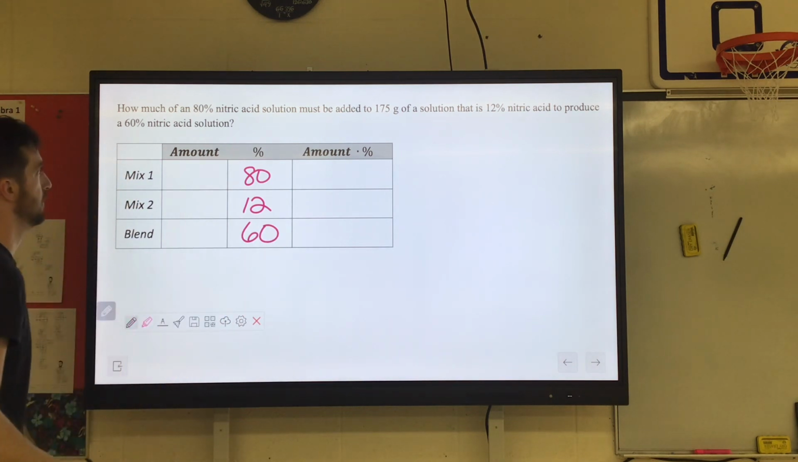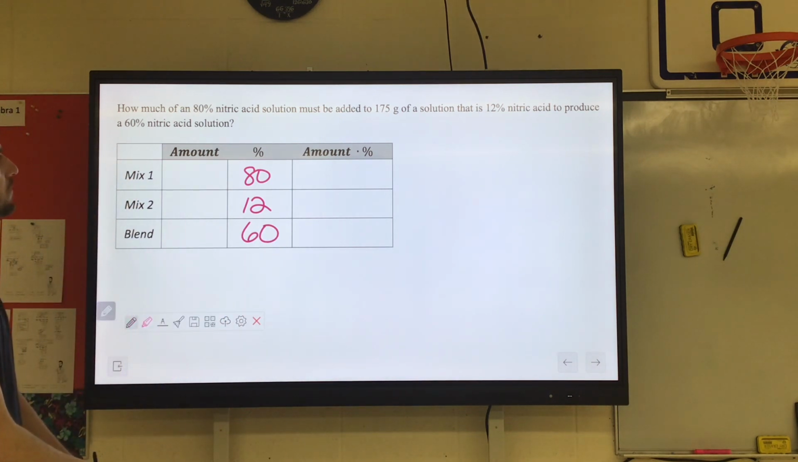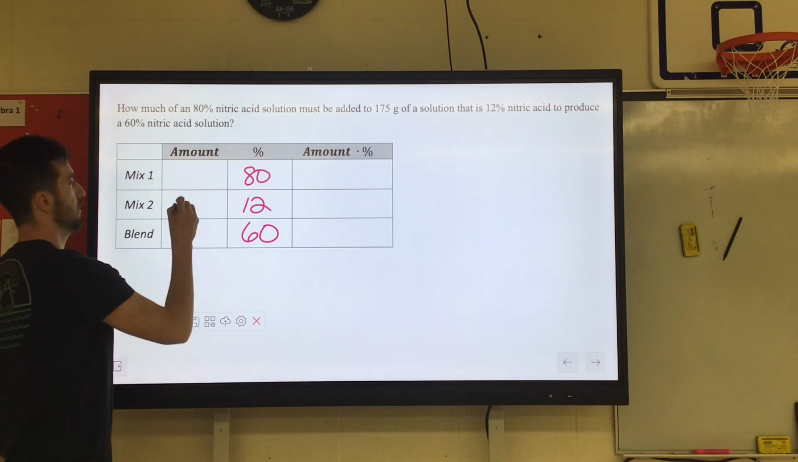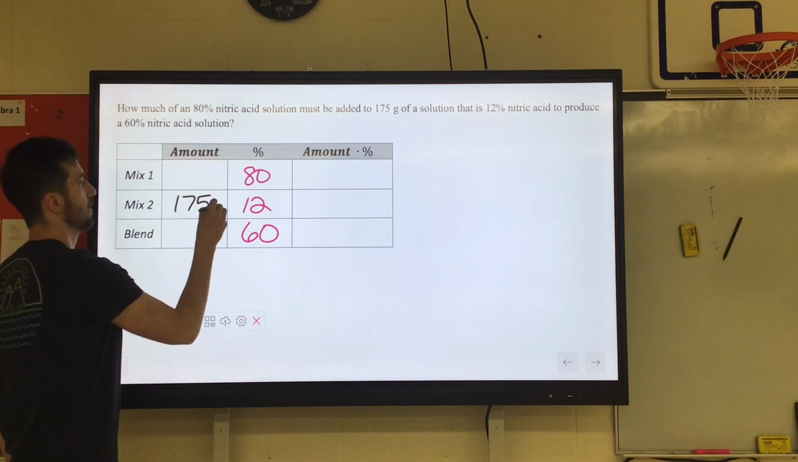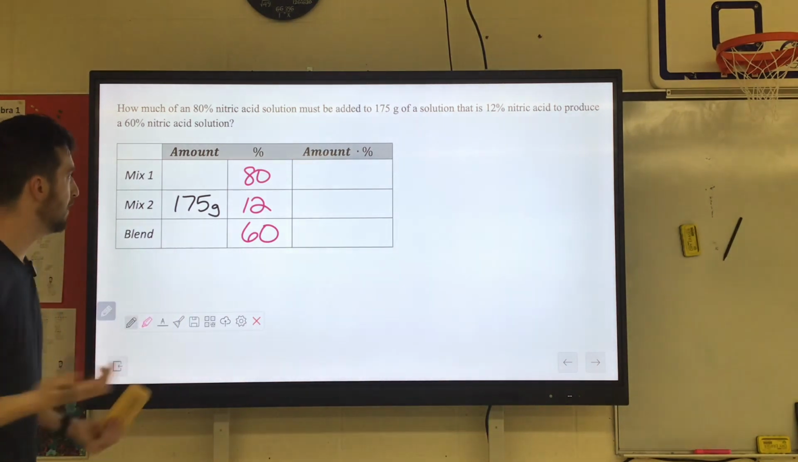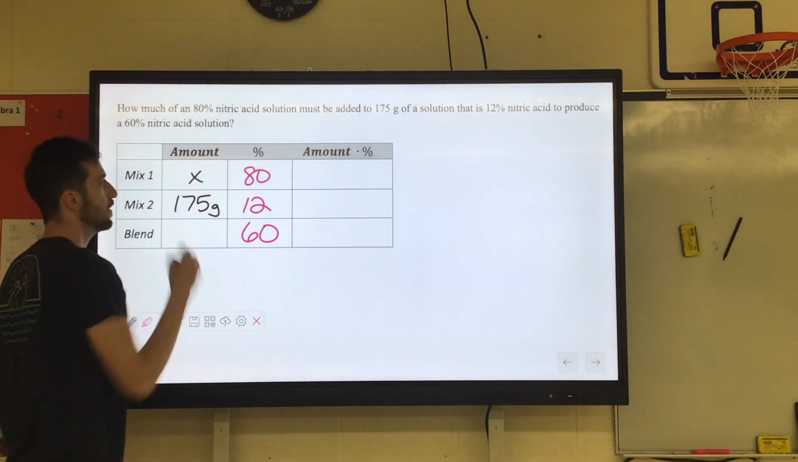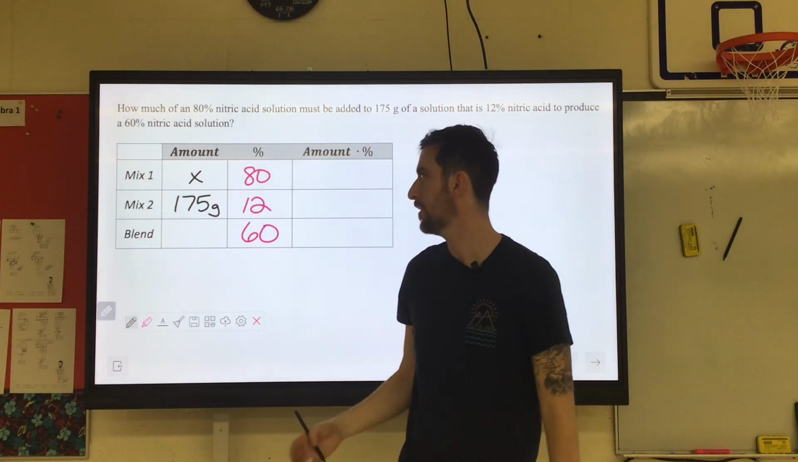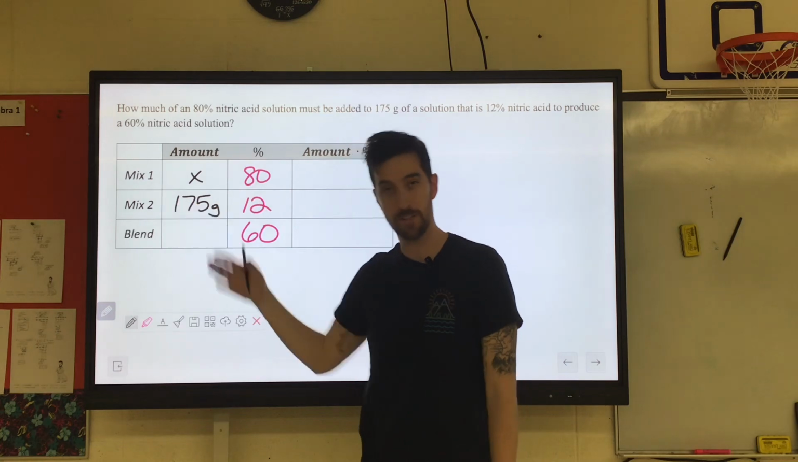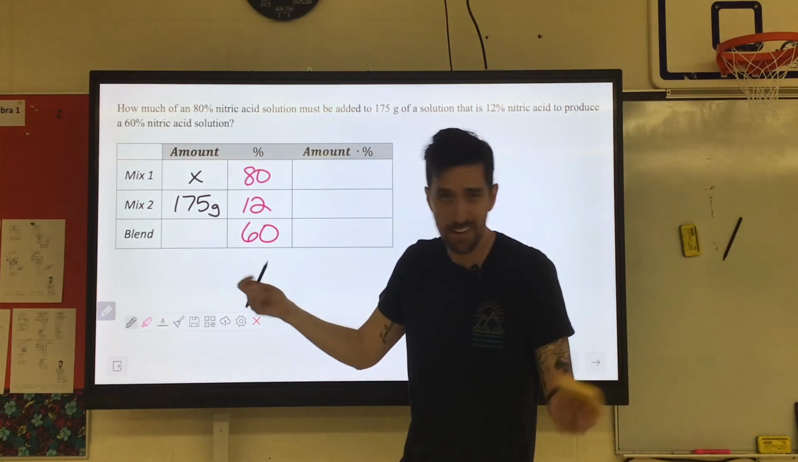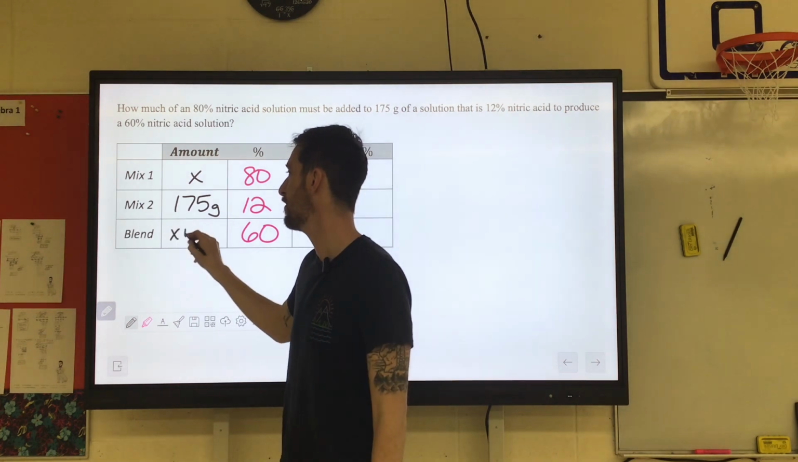So what else do they tell us? Well, they said that it's 175 grams of that 12%er. And they're saying, well, how much of the mix 1 do you need to add? We don't know. Let's call it X. Now, if it's the blend, it's going to be mix 1 plus mix 2. So how do I write X plus 175? Just like that. X plus 175.